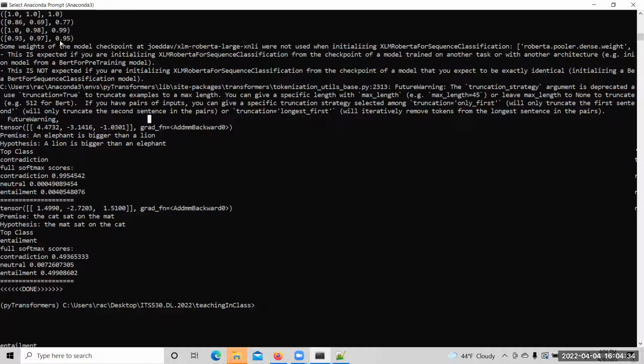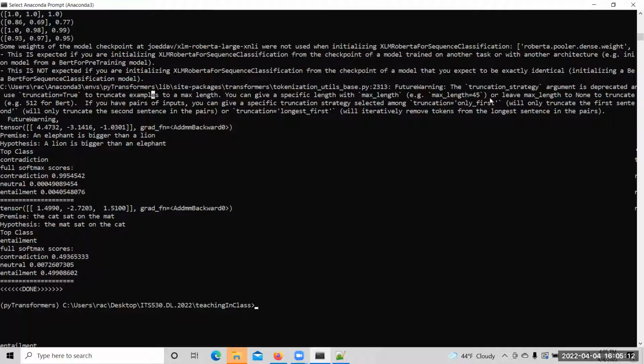Some weights of the model checkpoint of Joe Davlin's were not used when initializing XLM Roberta for sequence classification. This is expected if you are initializing XLM Roberta for sequence classification from the checkpoint of a model trained on another task or with another architecture, e.g. initializing a model from a BERT pre-trained model.